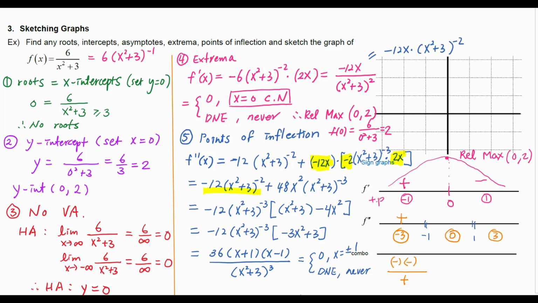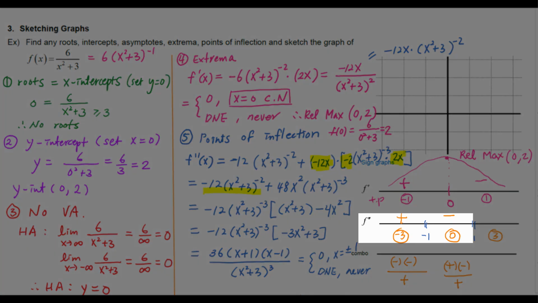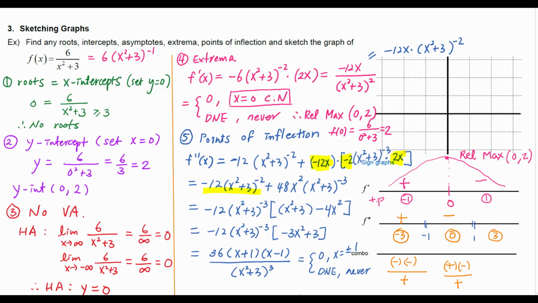How about you plug 0 in for every x you see in f double prime? So f double prime of 0: 0 plus 1 is positive, 0 minus 1 is negative, 0 squared plus 3 is positive, and a positive number cubed is positive. So this whole quotient will become negative. So f double prime changes sign before and after negative 1. So negative 1 is the x coordinate of a point of inflection.